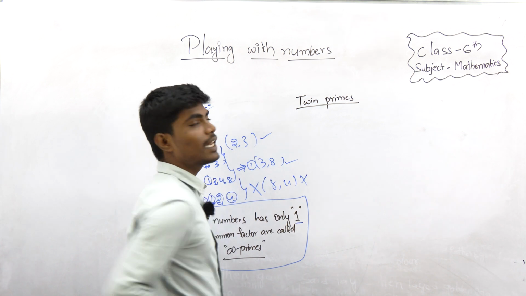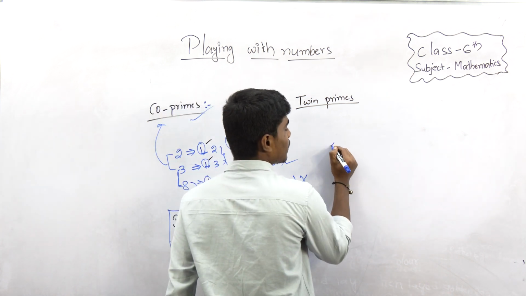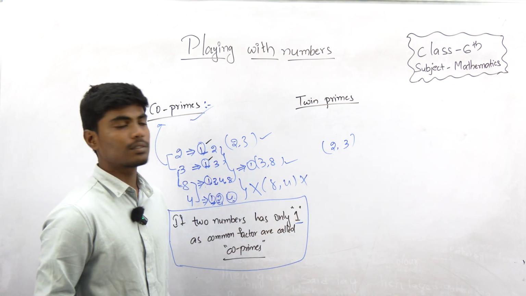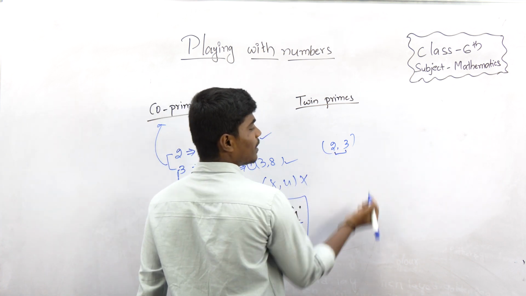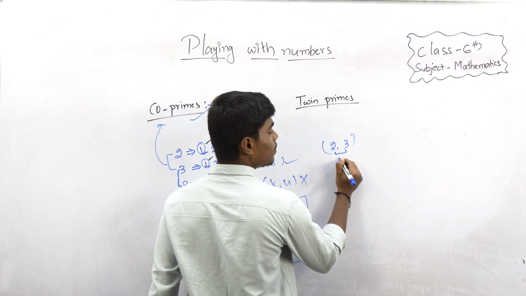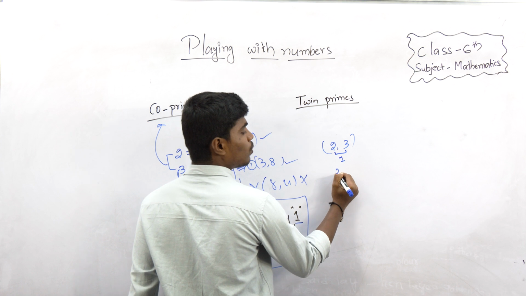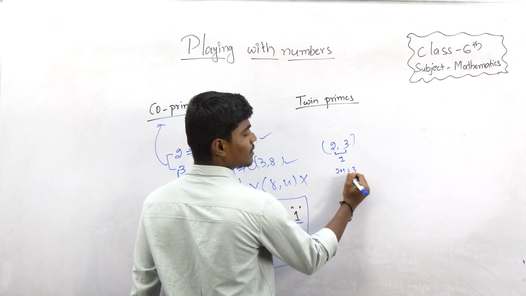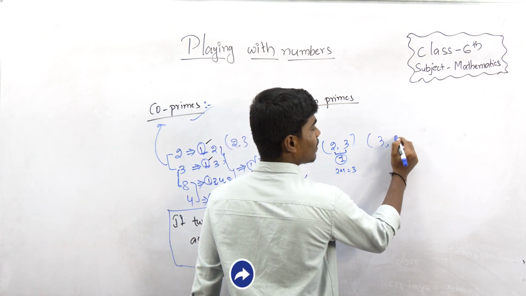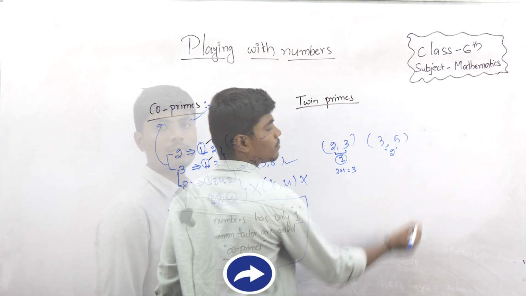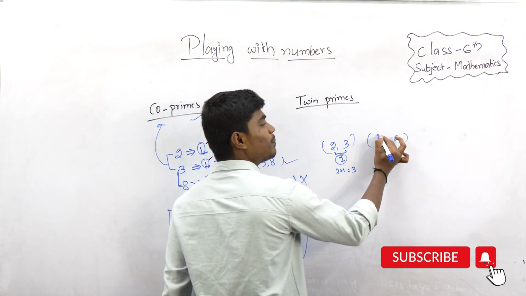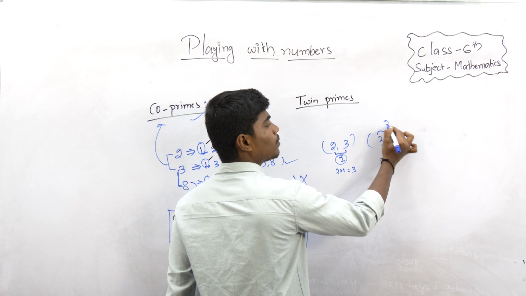Now let's move to the twin primes. If you take 2 and 3, these are two prime numbers. Here the difference between 2 and 3 is 1. So if we add 2 plus 1, the answer is 3. The difference is only 1. If you take 3 and 5, the difference is 2. 3 is a prime number and 5 is a prime number, and the difference between these two prime numbers is 2.